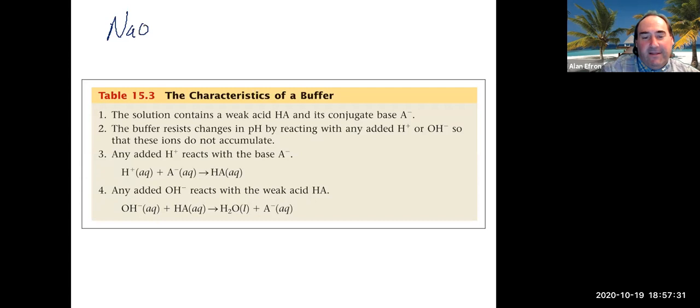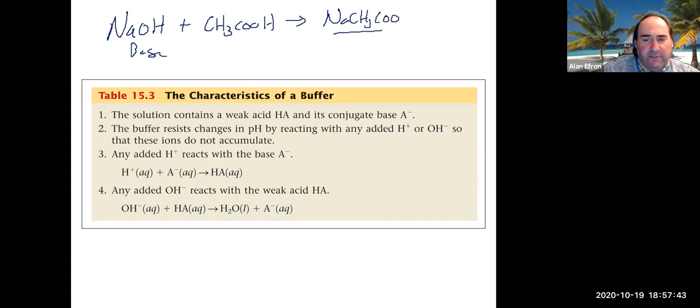But if we added sodium hydroxide to that buffer, that's a base. It will react with the acid part of the buffer, which is acetic acid. And it will make sodium acetate, which is part of the buffer, and it will make water. Water is not going to affect the pH. The sodium acetate, which was part of the buffer, won't affect the pH.